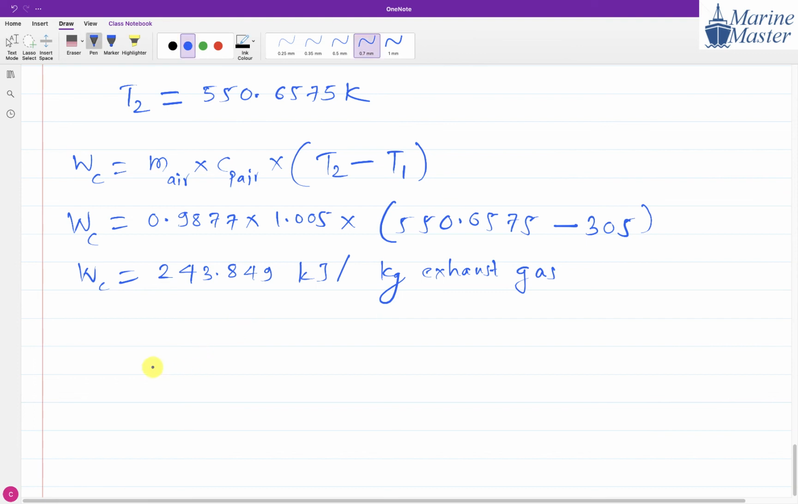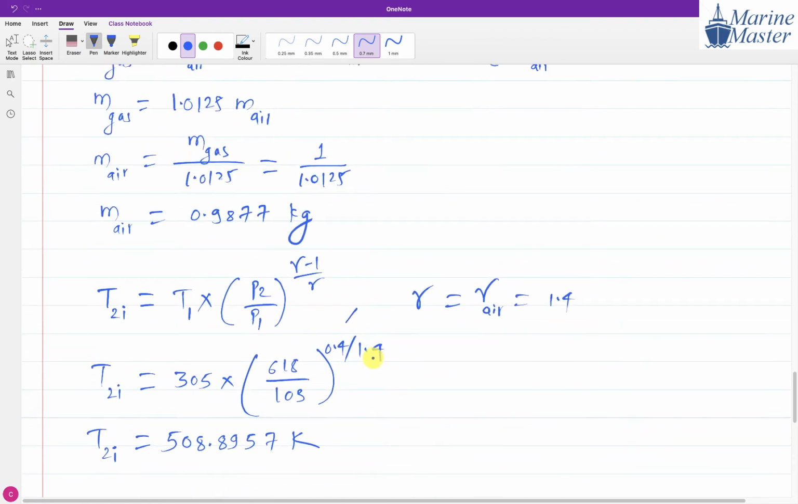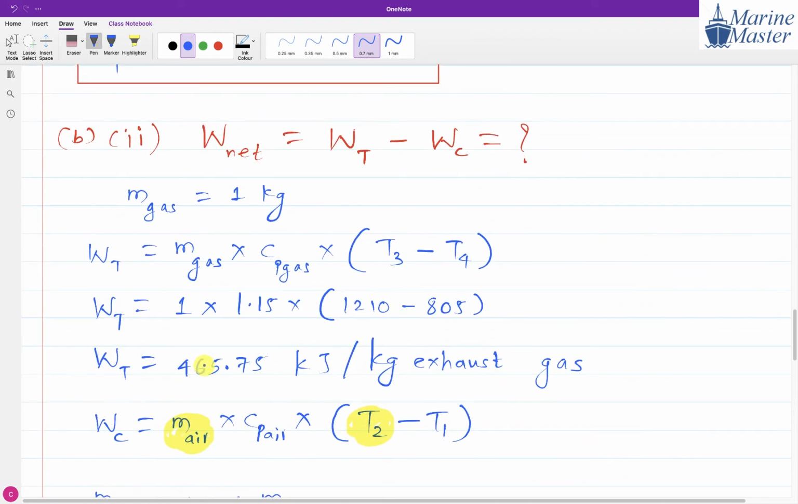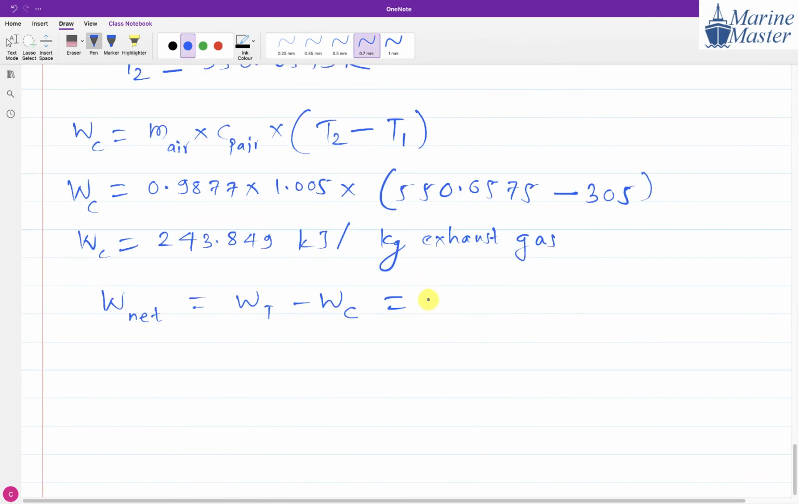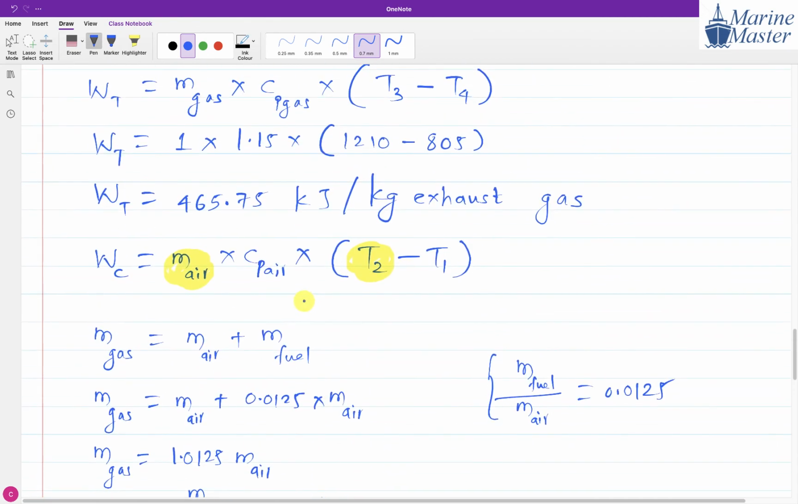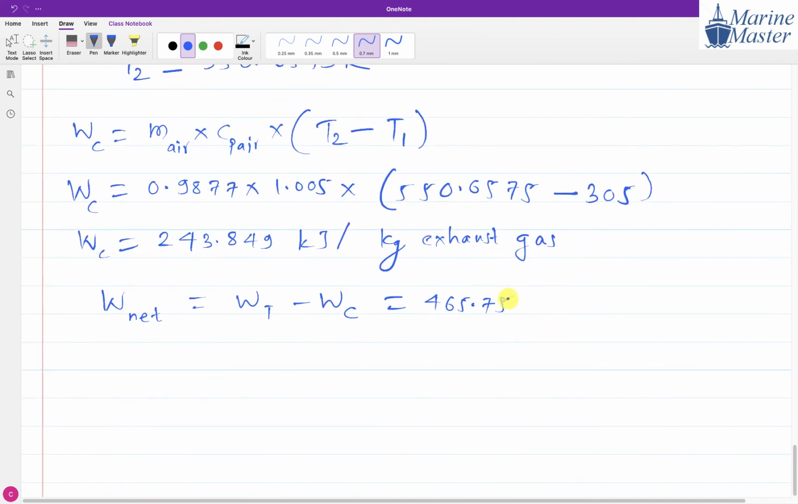Now what is our target here? We have to find out net work per kg. So W net will be equal to WT minus WC. How much turbine work did we calculate per kg basis? 465.75. Let me check it once again. 465.75 minus compressor work per kg of exhaust gas, 243.849. And if you do the calculation, we will get W net.